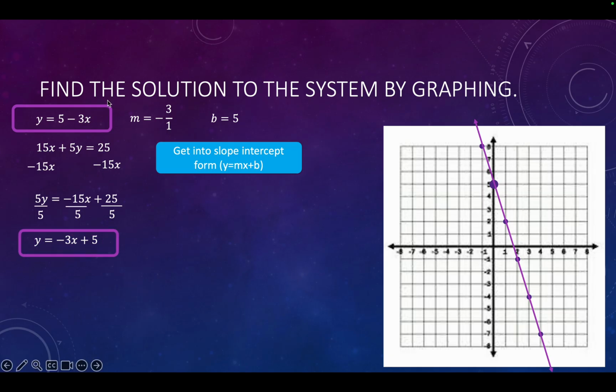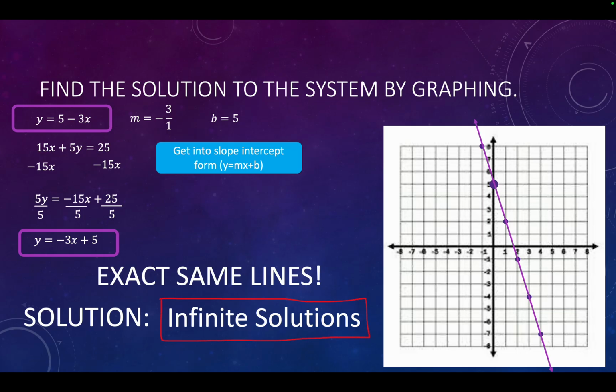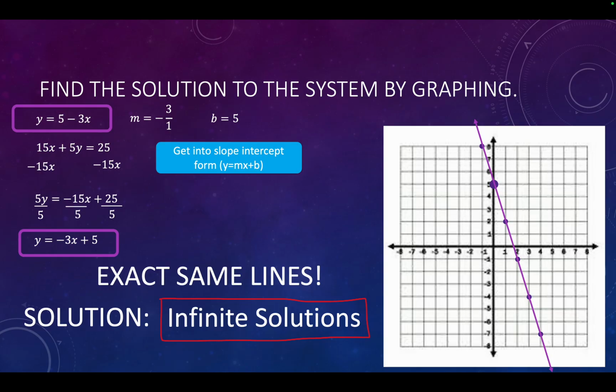If you notice, the slope is the same, the y-intercept is the same. They are the exact same lines. Therefore, our solution is infinite. Because they are the exact same lines, any xy value that we pick will show up on our graph. There is an infinite amount of points that would satisfy both equations because all of those xy coordinates would be on this line.